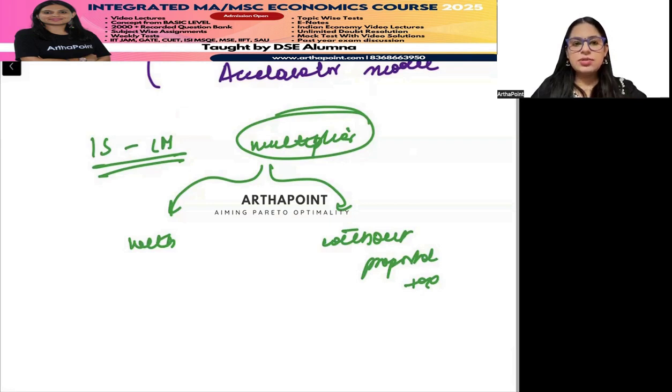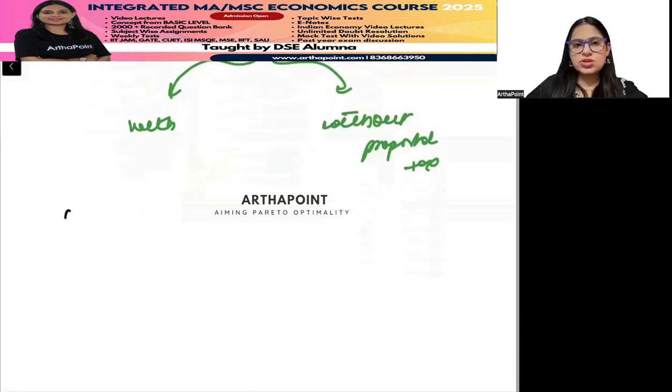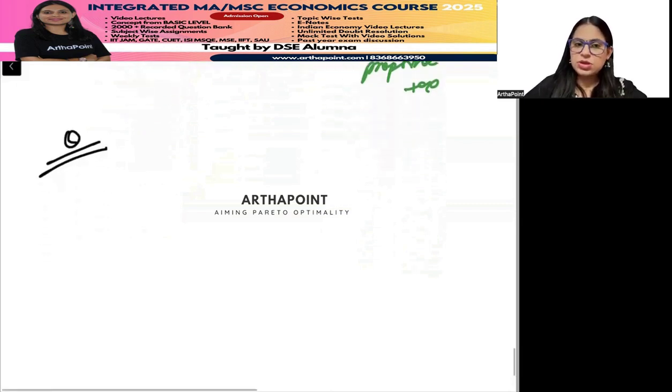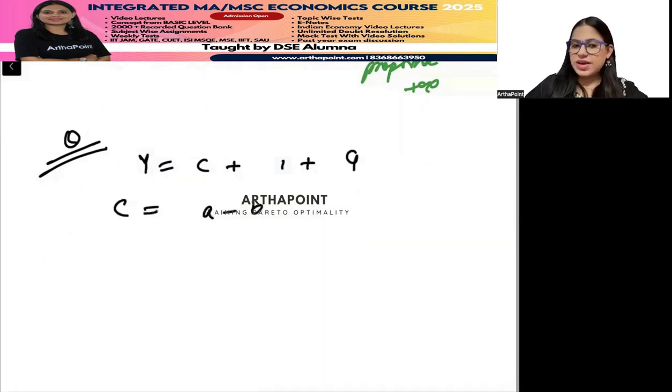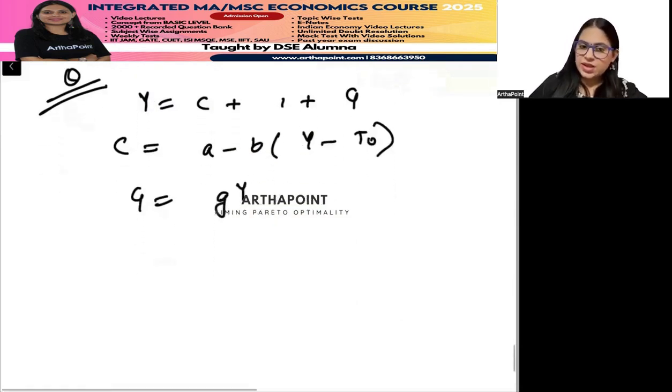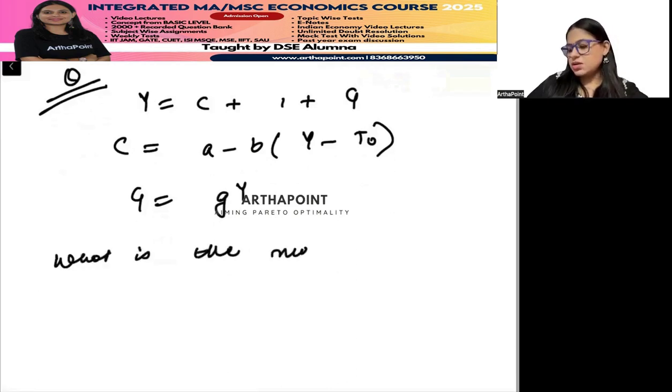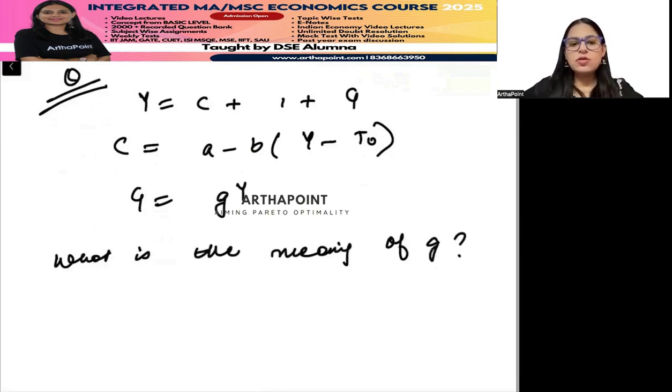तो जैसे example, this is a question that was asked in last year's paper. तो क्या दिया गया था that y is equal to c plus I plus g, and c was given to you as a minus b, y minus t naught, and g was given to you as small g of y. And then they were asking you what is the meaning of g? What is the meaning of g? तो हमें ये बहुत clear है that the meaning of small g is nothing.